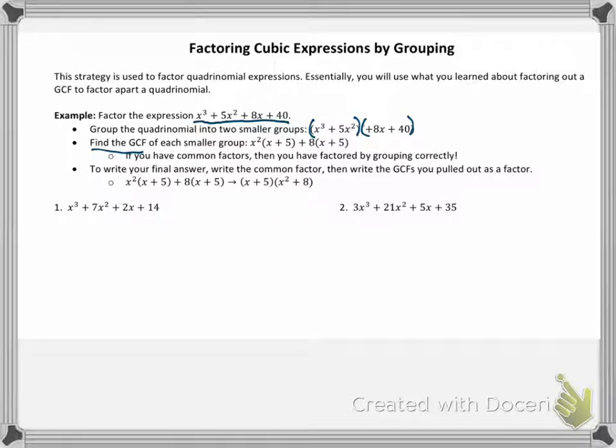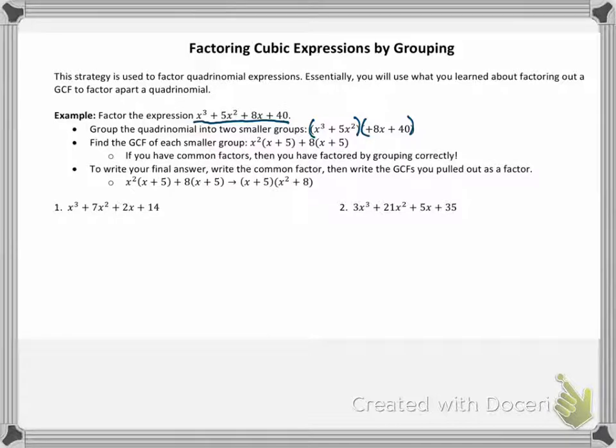So you can see the first group of x cubed plus 5x squared, the GCF is an x squared. Take that out, show that what's left over is the x plus 5. You look at the second group, positive 8x plus 40, you take out positive 8, you're left with x plus 5. Now you can see a very important note underneath when you do this.